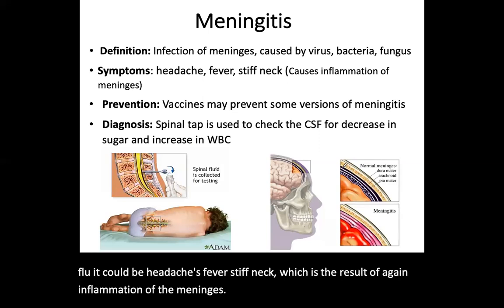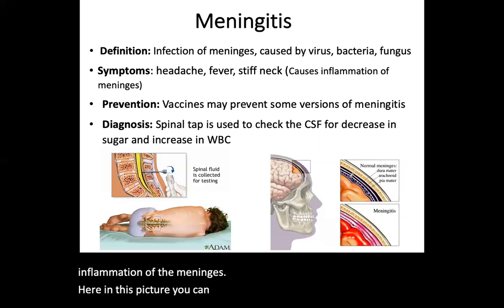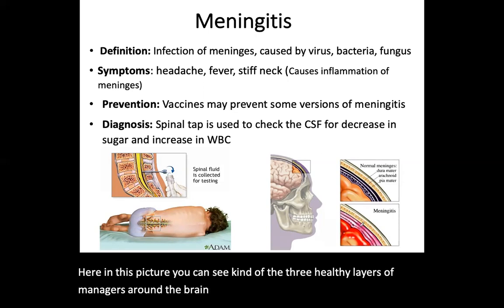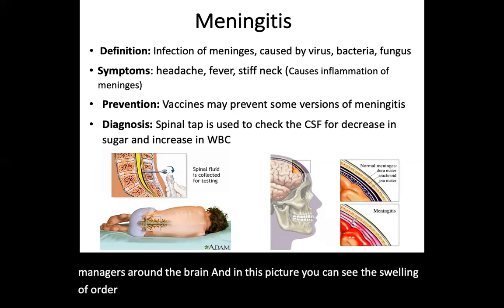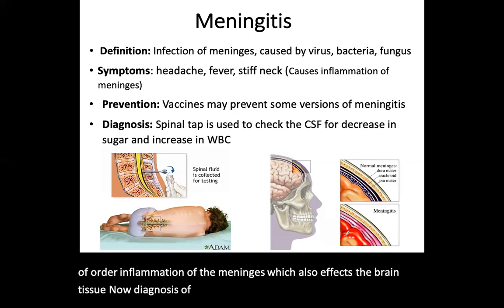Here in this picture, you can see the 3 healthy layers of meninges around the brain. And in this picture, you can see the swelling or the inflammation of the meninges, which also affects the brain tissue. Now, diagnosis of somebody who has meningitis is through a procedure called spinal tap.